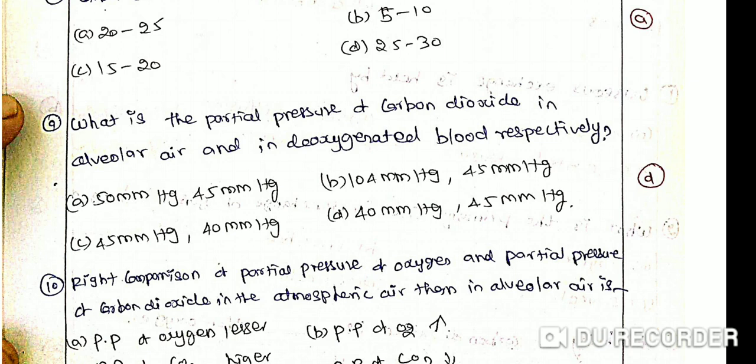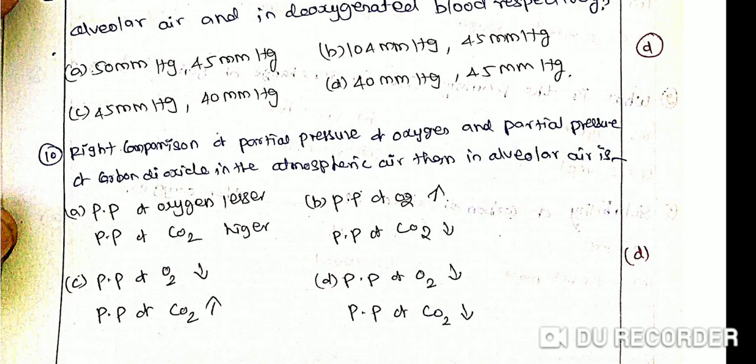In alveolar air, the partial pressure of carbon dioxide is 40 mm Hg and its value in deoxygenated blood is 45 mm Hg. So carbon dioxide moves from blood to alveoli. In this way, according to partial pressure, gaseous exchange takes place.